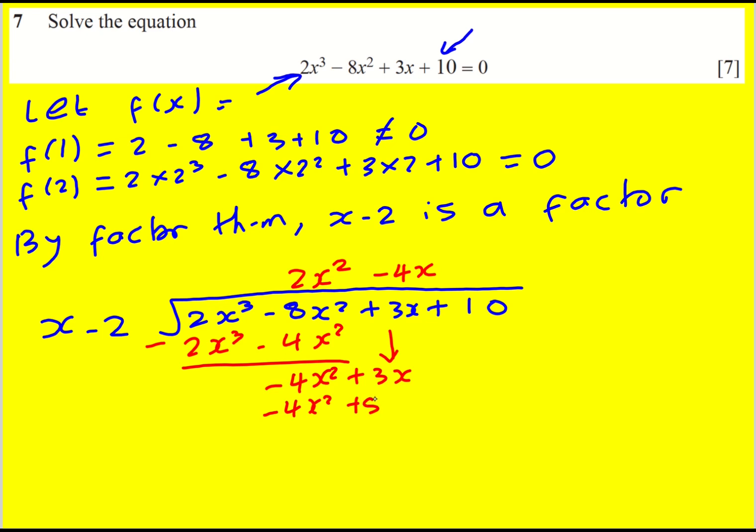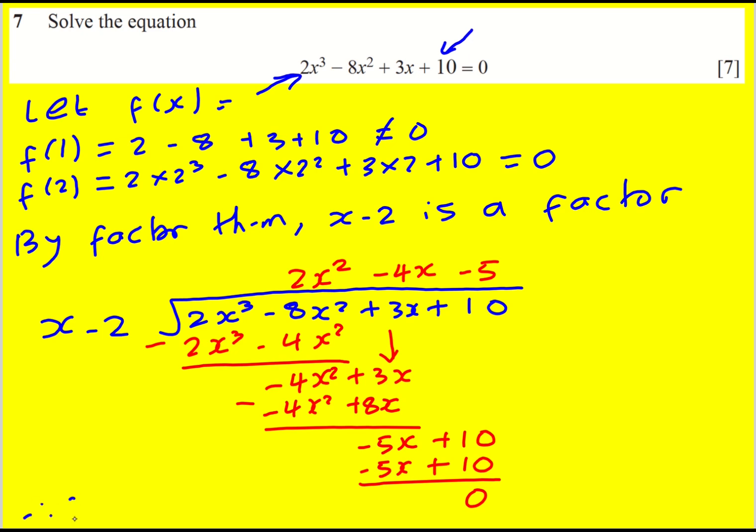Multiply back through, I get a plus 8x here, minus 2 times minus 4x. Subtract them, gives me minus 5x. Then finally, x is into minus 5x, gives me minus 5. And we get a remainder of 0, which we must do because it's a factor.